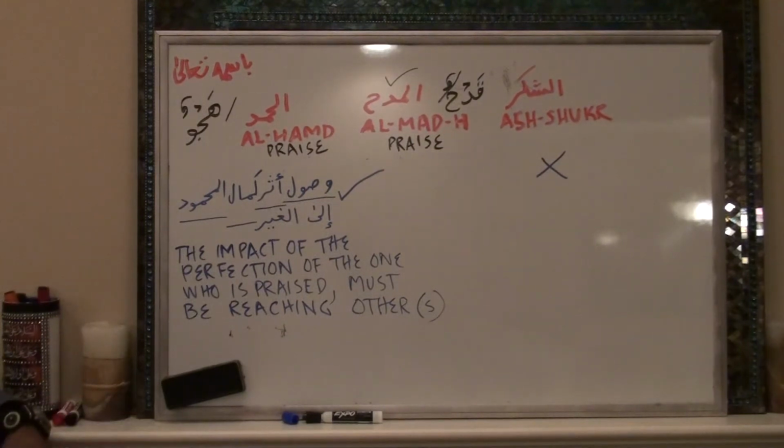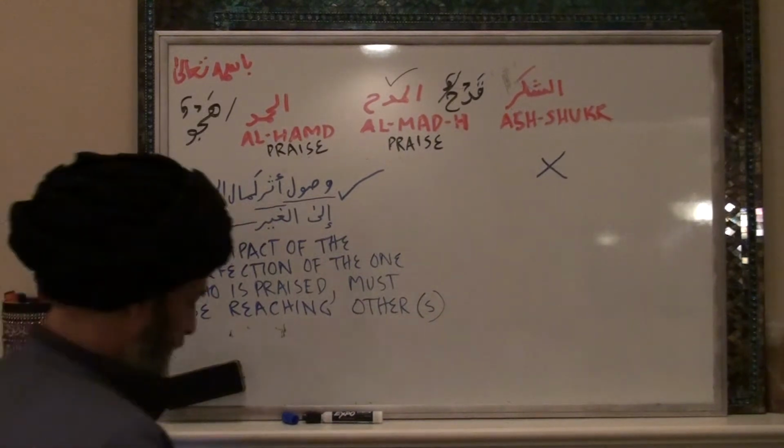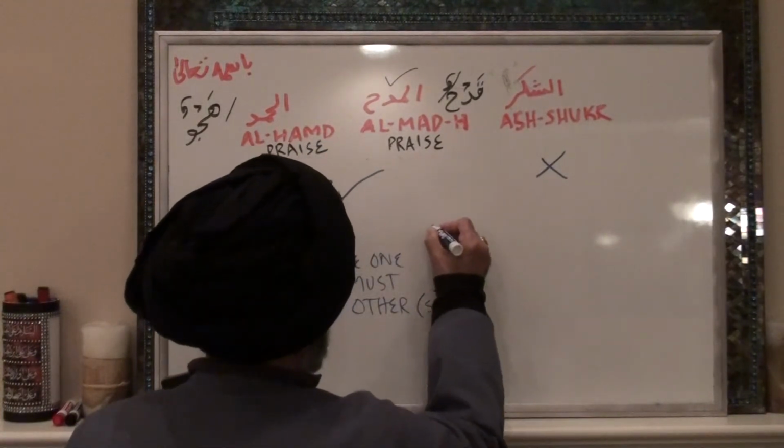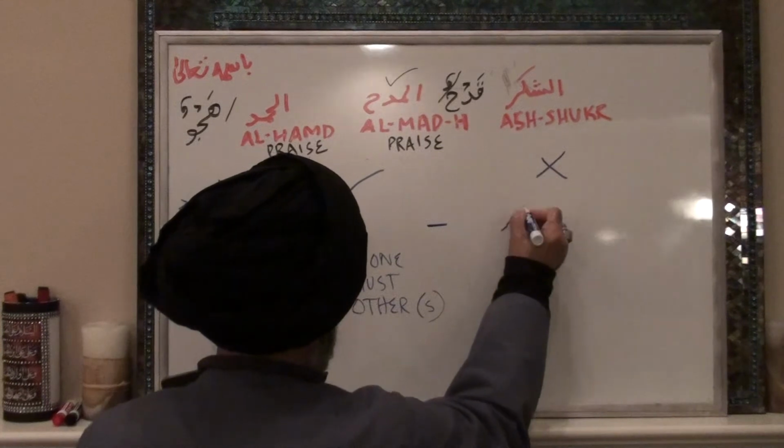Our scholars disagree with this point because many a time we find that we praise Allah for certain things of perfection, whereas those certain things have no impact reaching anyone else in our lives. And the example that our scholars bring to disprove this is the example of tajarrud of Allah.